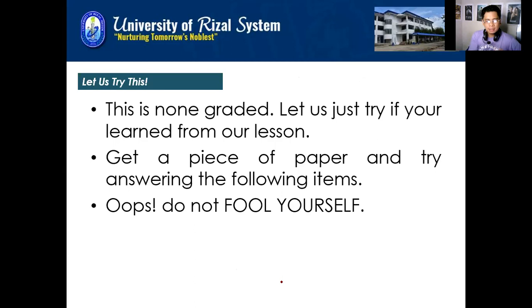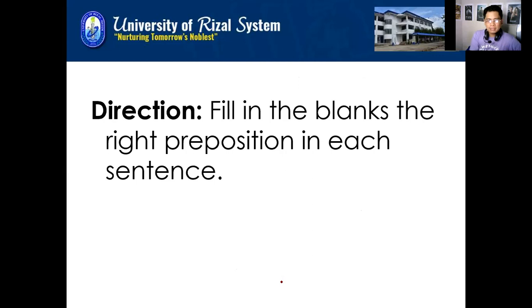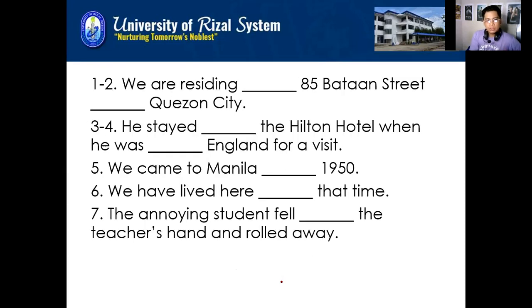So let's try this. Get a piece of paper and try answering the following items. Fill in the blanks with the right preposition. So we are residing blank 85 Bataan Street, blank Quezon City. He stayed blank the Hilton Hotel when he was blank England for a visit. We came to Manila blank 1950. We have lived here blank that time. The annoying student fell blank the teacher's hand and rolled away. Okay, so let's have the next one.